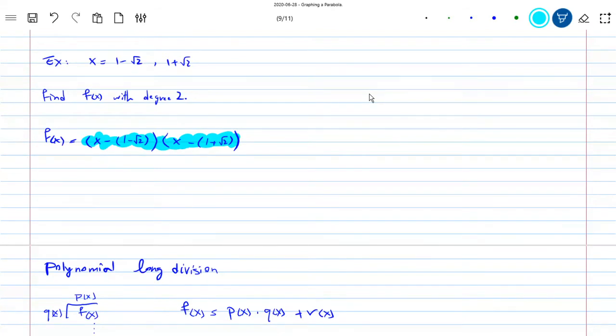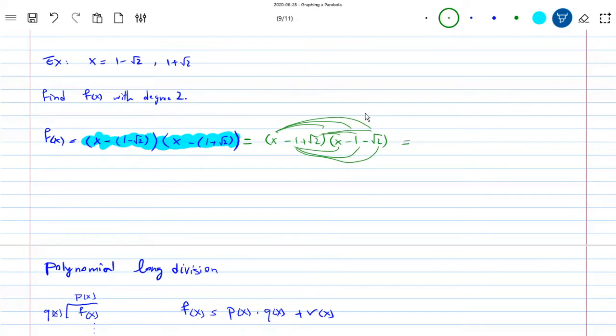x minus both solutions and their product. And since I didn't really care about the leading coefficient, the only thing is that you need to be careful here. If they ask you to simplify, you should distribute this negative sign first and say this is x minus 1 plus root 2 times x minus 1 minus root 2. And then distribute all these into each other. There's a shortcut to it, but I don't want to get into how to do the shortcut. I just want you to make sure that you do the calculation correctly. You distribute all those and they will cancel out with each other. Try this at home, see if you get the same result.